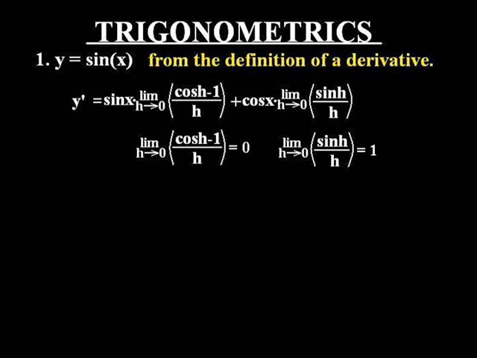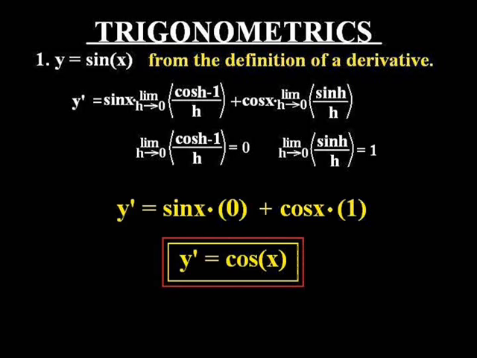So now that we know that the limit as h approaches 0 of cos h minus 1 over h is 0, and the limit as h approaches 0 of sine h over h is equal to 1, we can plug that into the original equation, and we're going to get y prime is equal to sine of x times 0 plus cos of x times 1. So we're left with y prime is equal to cos of x.